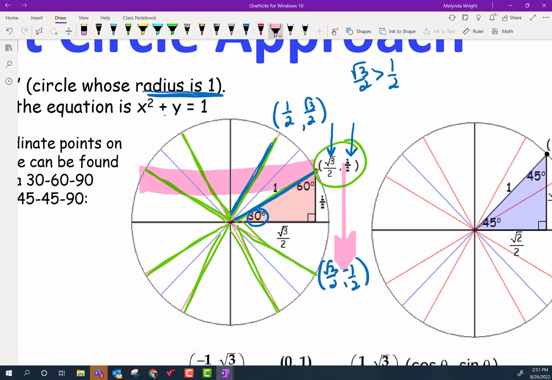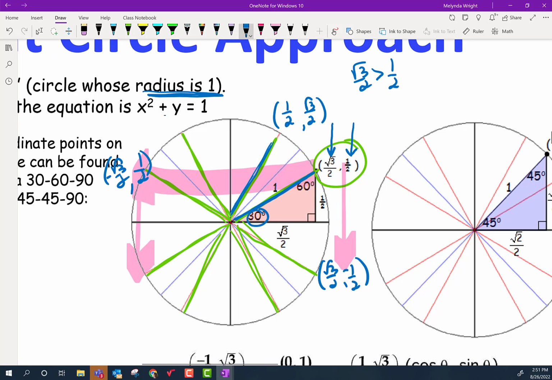Okay, let's go directly across. Let's go this way. Okay, it's still going to be root 3 over 2, 1/2. But are they both still positive? Are x and y positive in the second quadrant? No. The y is still positive, but x is negative, so it's going to be negative root 3 over 2, 1/2. And the last one, so we're going to reflect down right here.